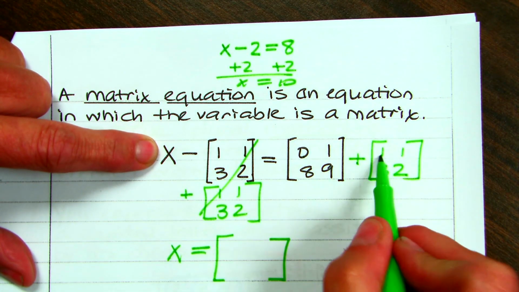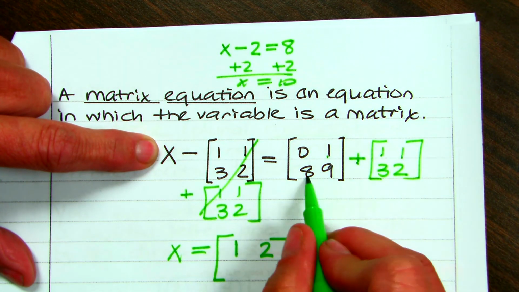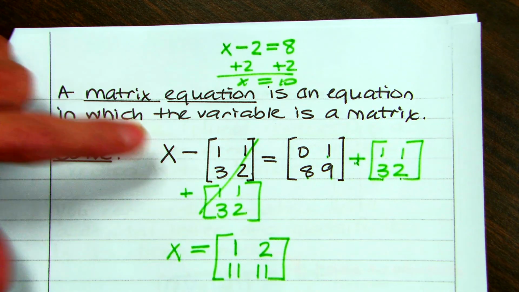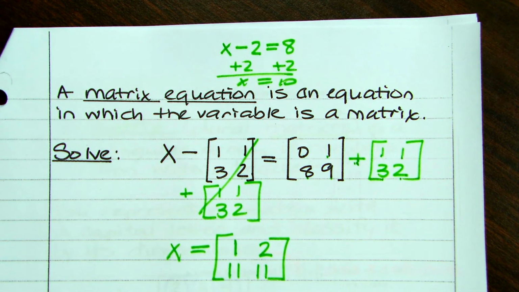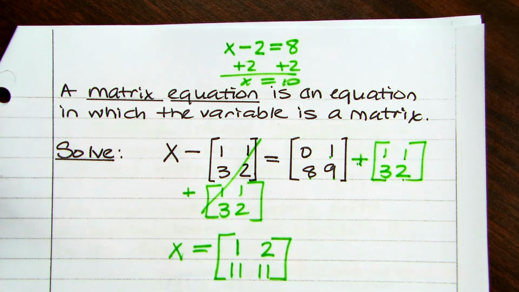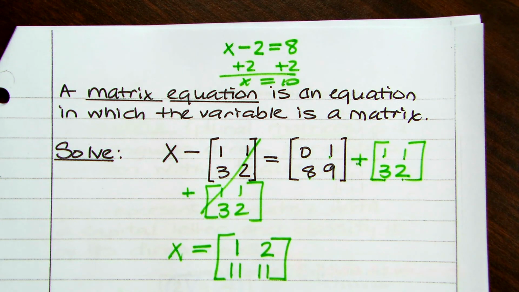0 plus 1, 1 plus 1, 8 plus 3, and 9 plus 2. You could also do the same thing if this was x plus the matrix, then you could subtract it from both sides. So you're using these basic procedures that you learned in Algebra 1.